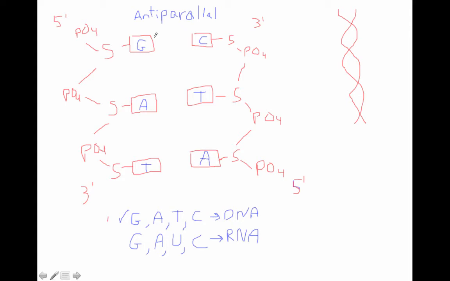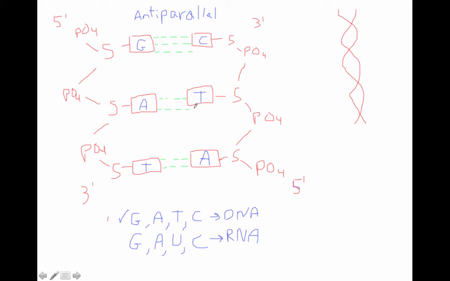Now I said they formed hydrogen bonds, so let's go and draw some hydrogen bonds here between these. Okay, as you see, as I drew these, I purposely drew 3 sets of hydrogen bonds between G's and C's and 2 between A's and T's. And that's because when these bonds form, they will form very specifically 3 between G's and C's and 2 hydrogen bonds between A's and T's.